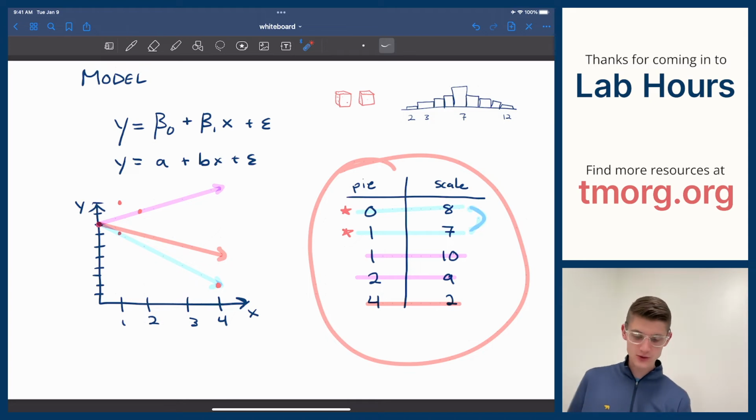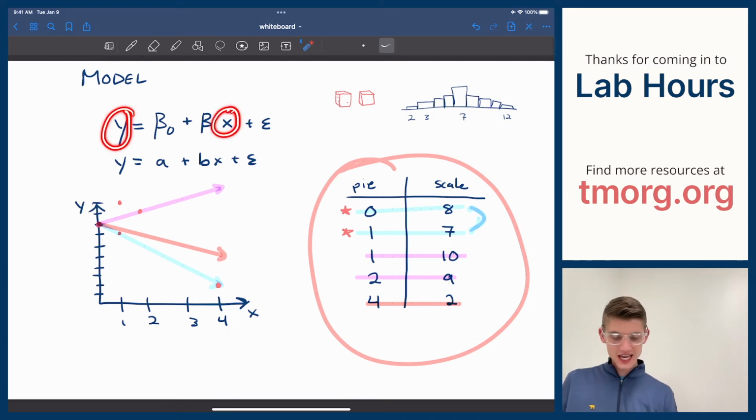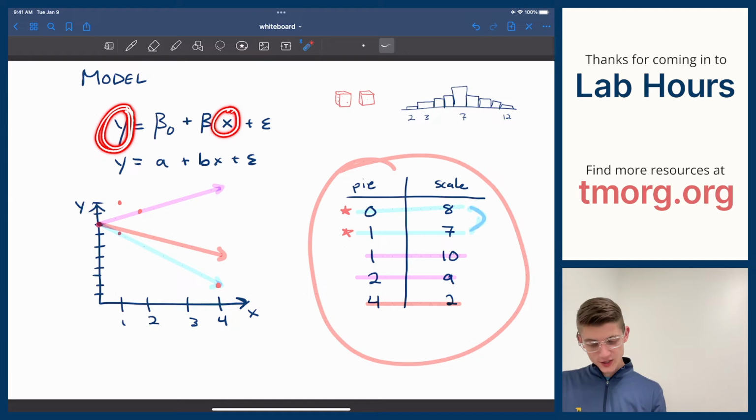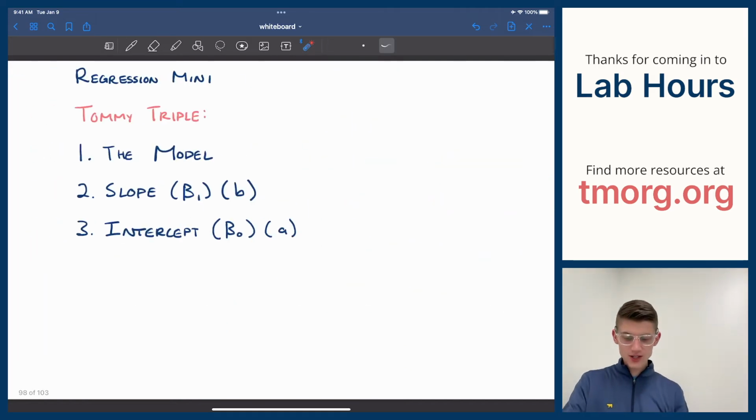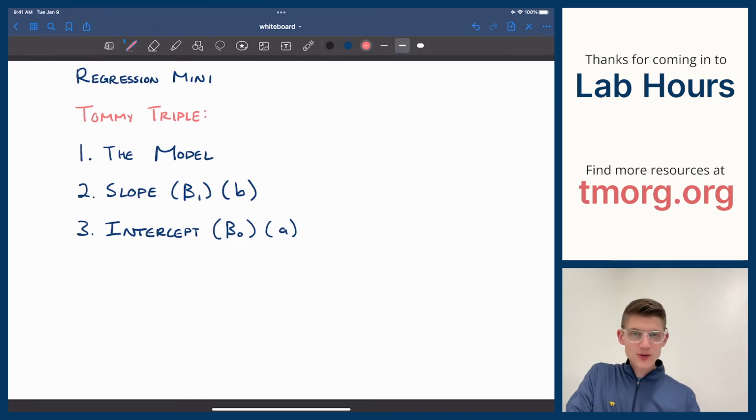Those are the words that we use, right? We try to predict y using x. We're trying to predict your party enjoyment using how many slices of pie you ate, right? So what we say is we regress y on x. But I haven't given you any of how we actually figure that out yet. This has just been pure intuition and modeling for almost 15 minutes now. So let's get into the math.